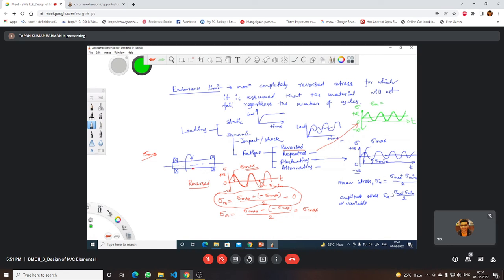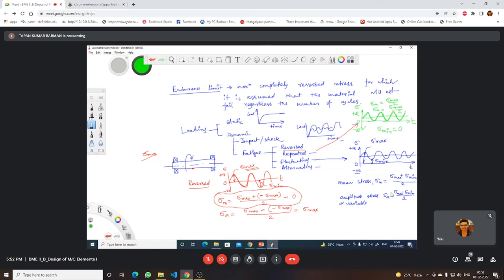That is sigma max by 2, sigma amplitude is sigma max by 2, because sigma minimum is 0. Yes, sir. So that is called basically repeated stress or repeated loading.